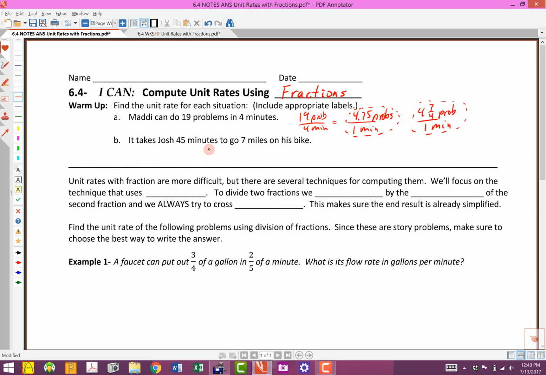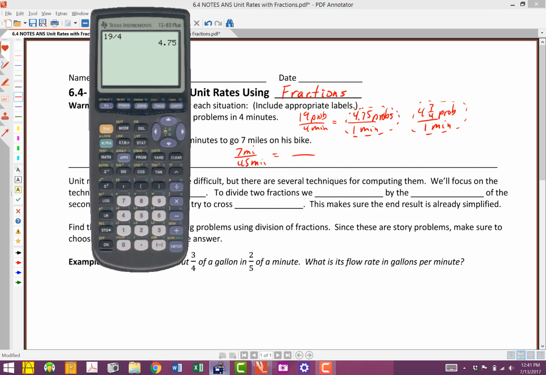Usually we put the time on the bottom. So I'm going to do this this way. I'm going to do 7 miles in 45 minutes. And then we'll go ahead and we'll compute what that is. So we're going to divide the top and bottom by 45. Now this does not work out very nicely. We can't reduce that or anything. So let's do 7 divided by 45.